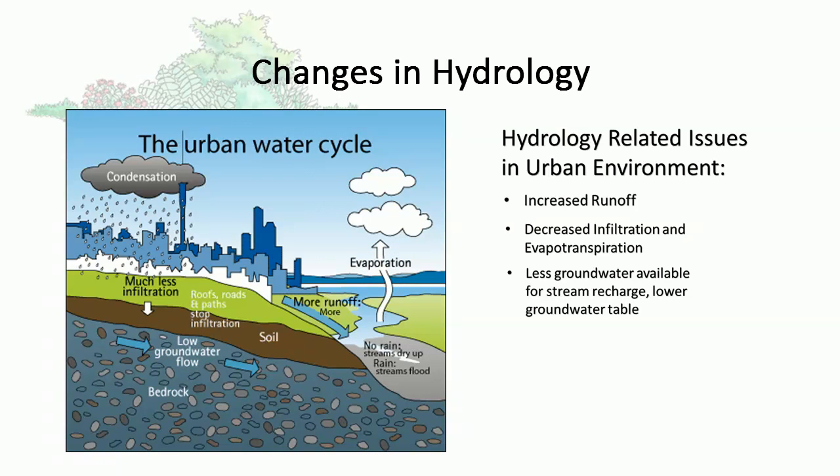Large storms are then more likely to cause flooding when runoff volumes are not reduced in part by groundwater recharge. Flooding and high stream flow rates also tend to erode stream banks and destroy aquatic habitats.